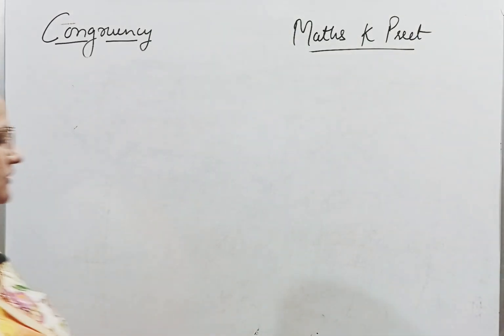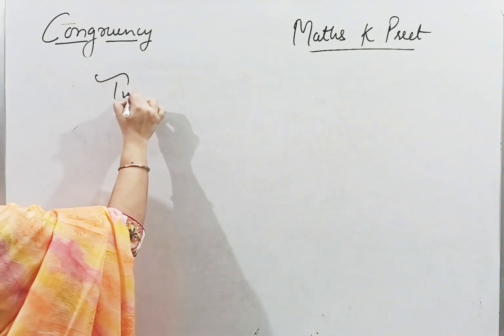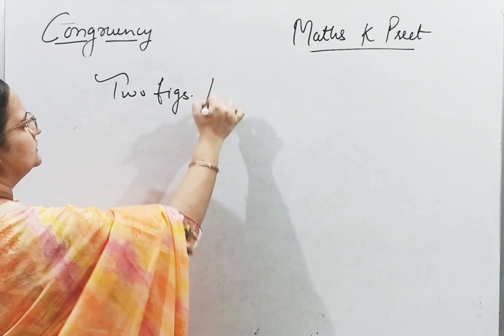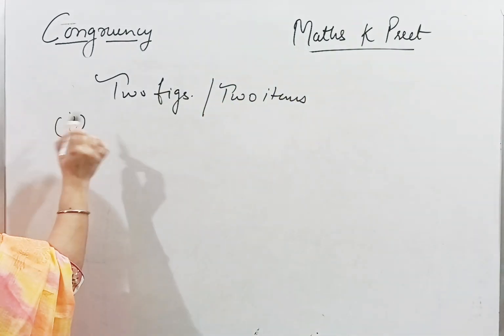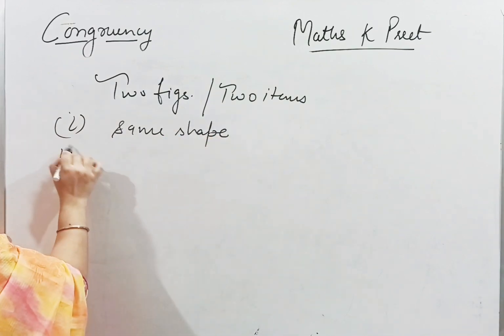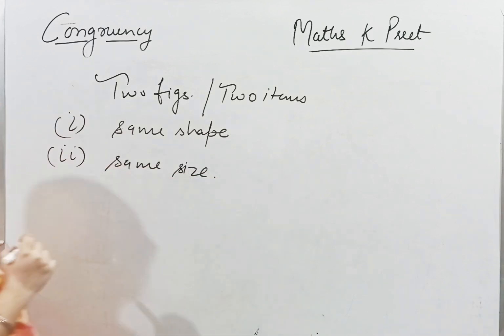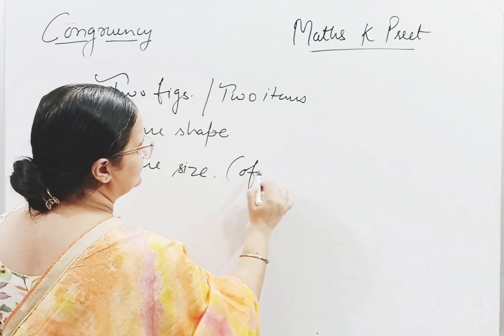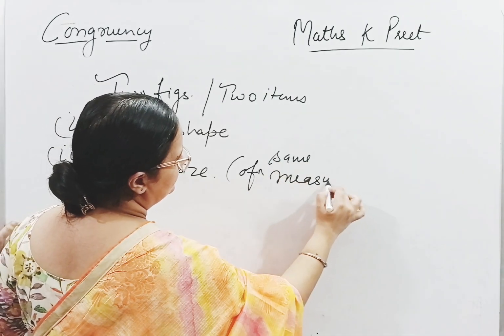So today our topic is congruency. Two shapes or two figures, or more than two figures or items, are congruent if they are of the same shape and of the same size. So two figures are congruent only when they are of same shape and same size. The same size means they are of same measurement.